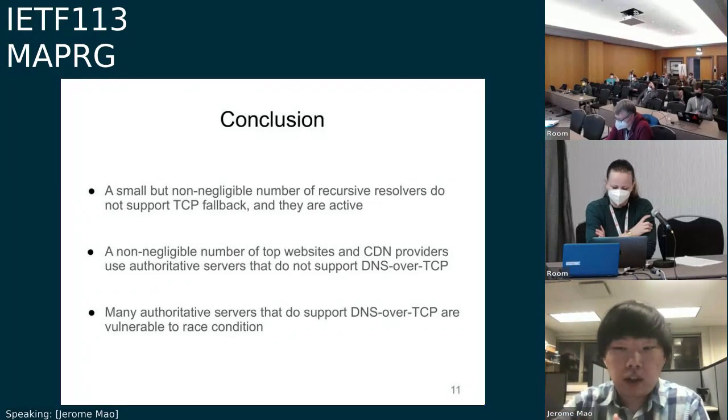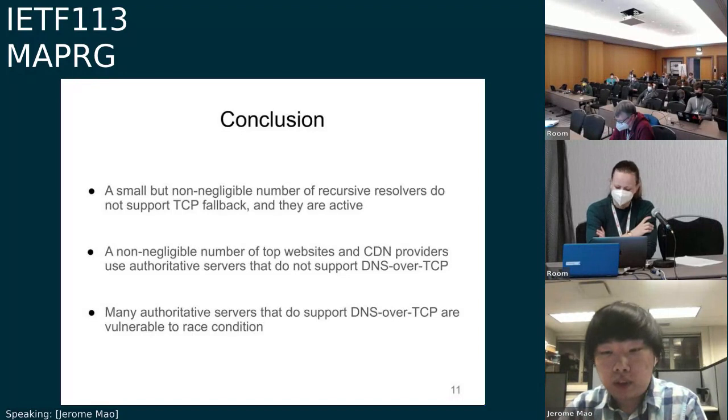Second, on the ADNS server side, still a non-negligible number of top websites and CDN providers use authoritative DNS servers that do not support DNS over TCP. And for the ADNS servers that do support DNS over TCP, many of them are vulnerable to the race condition.